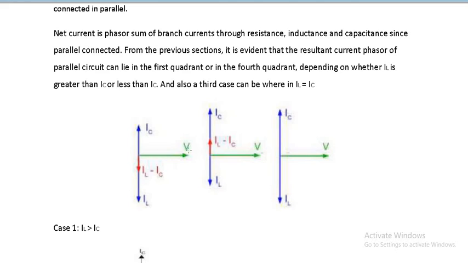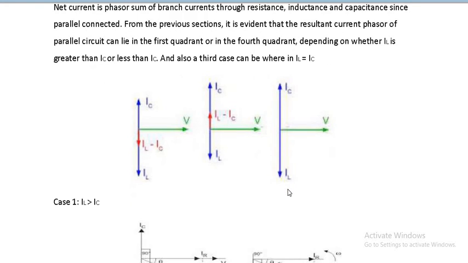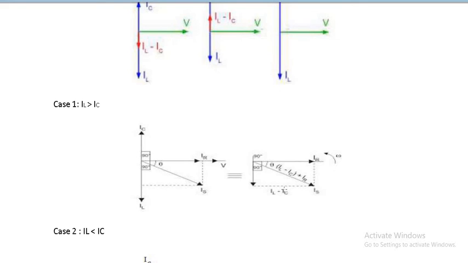Okay, similarly over here this is the case when IL is greater than IC. Here it is the case when IC is greater than IL, and here is the case when IC is equal to IL. So let us deal with one case at a time. Let us deal with the first case where inductive current is greater than the capacitive current. You can see over here IC is shown leading ahead in the anticlockwise sense from voltage. IR is shown in the same phase as the voltage, because that is the speciality of resistance, and IL is shown exactly 90 degrees lagging behind, because that is the speciality of the inductive circuit, that the current is lagging behind.